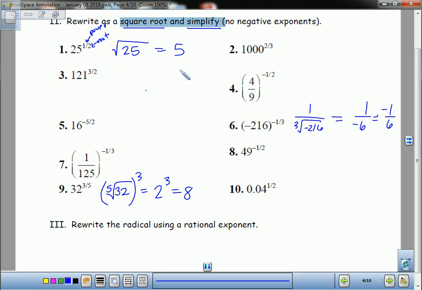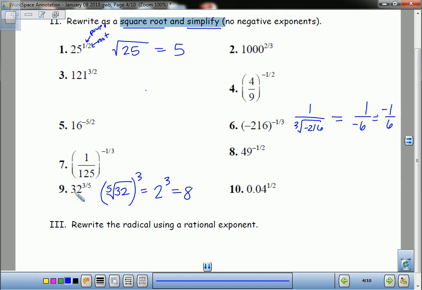So if we had a 1/3, it's just cubed root. But if we look at number 6, it's not just 1/3. It's -1/3. So we do the reciprocal. And we're taking a cubed root of a negative, which is possible, because -6 times -6 times -6 is -216. Now, generally, we don't leave a negative in the denominator, so we would move it to the numerator.